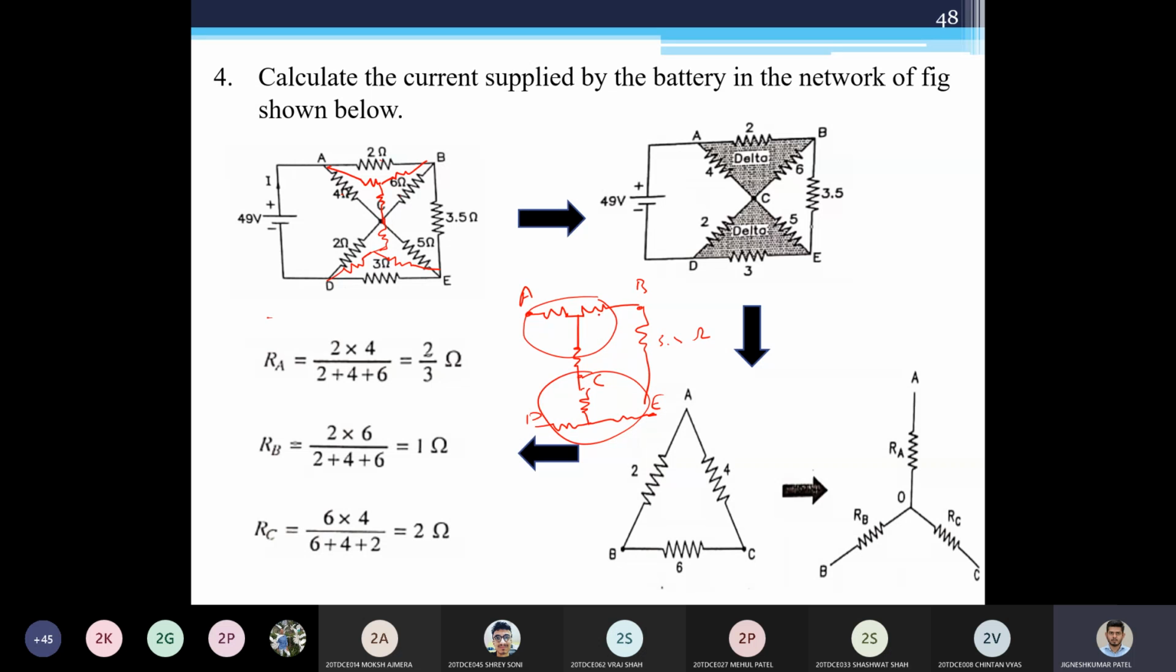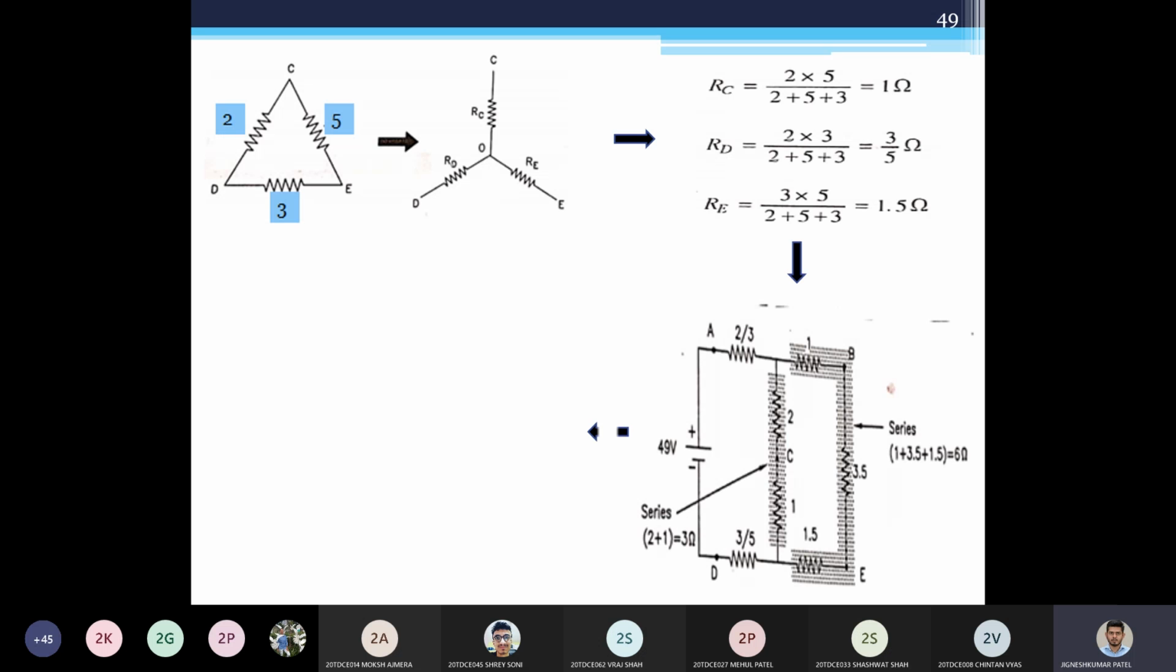Then you can see these three are in series, with these two in parallel, and then finally in series. You can see the same here. That star is converted. These three are the star and these three are also star. And then I can solve this problem.